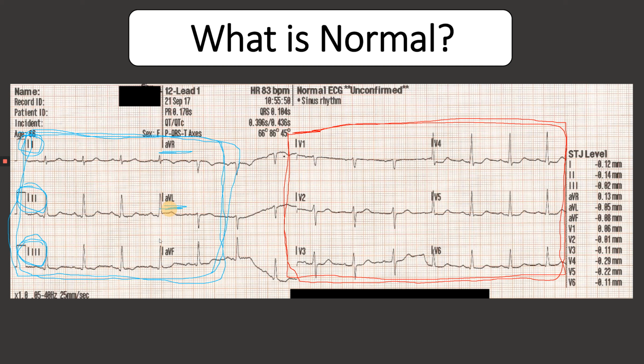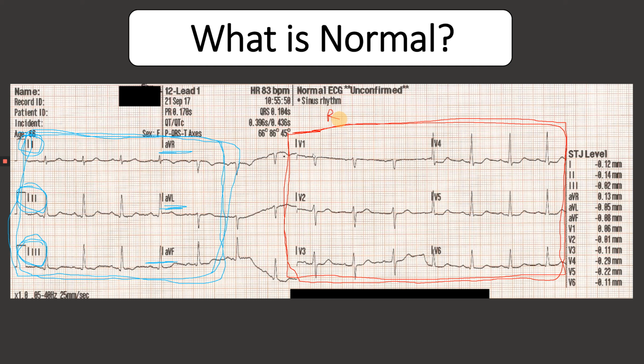AVR, AVL, and AVF use the monitor and the left arm or the left leg and the right arm as the thing they use to make the picture. But we'll talk more about them specifically later. Back to the precordial leads: there's one thing you should look for in these, and this is the R wave progression.